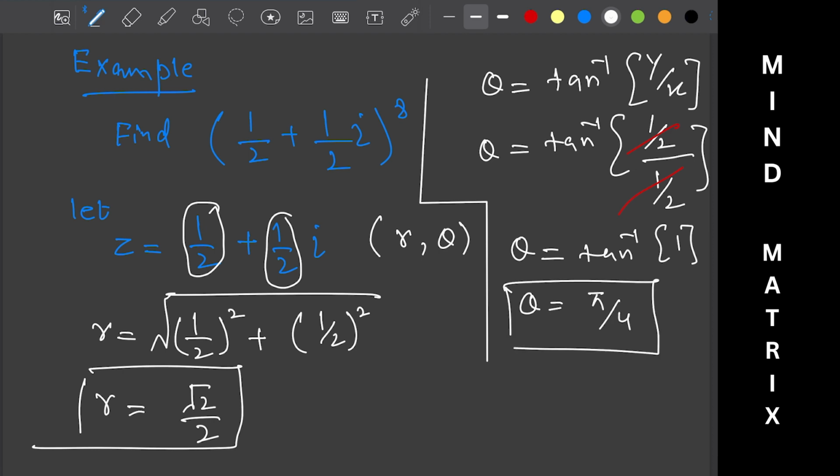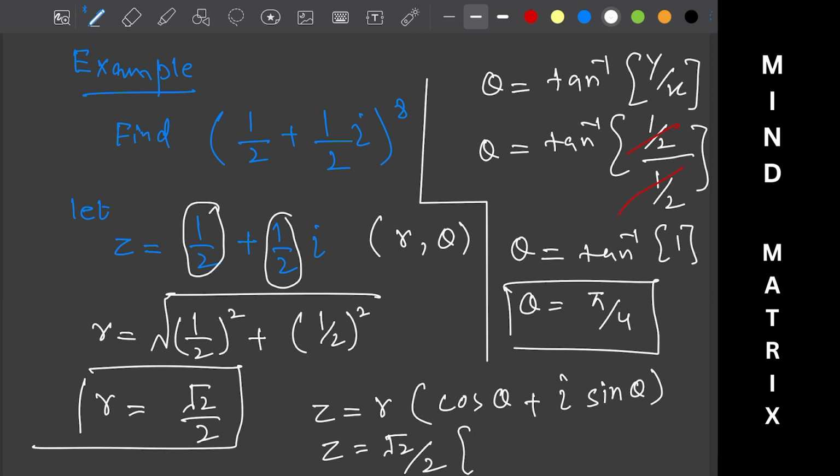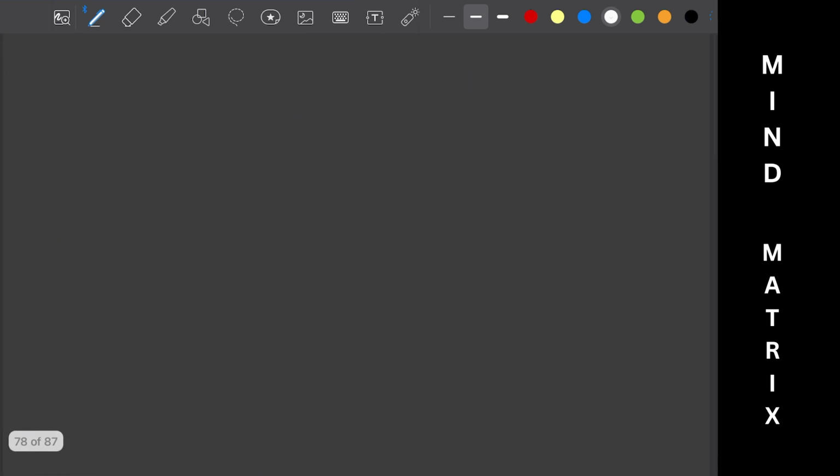Now we have both values. We have θ, the argument of the complex number, and we have r, the modulus of the complex number. Now we have z equals r (cos θ + i sin θ). Let's put the values here. The value of r is root 2 over 2, cos θ where the value of θ is π/4, plus i sin θ, which is π/4.